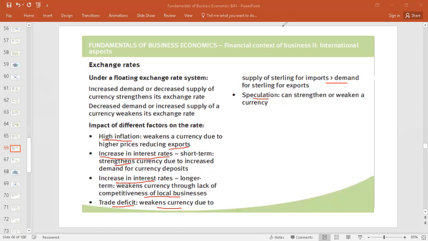People do get involved in speculative activities, speculating what would be the price in the future, and take up the activities.